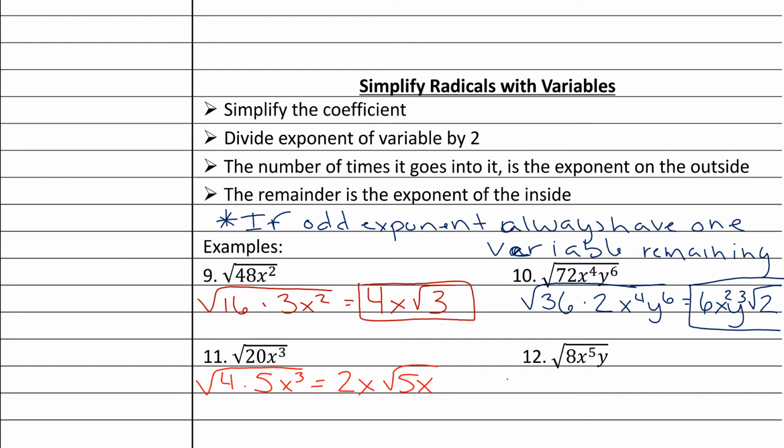All right. So we're going to break apart 8 into 4 times 2. So we'll have 2 on the outside. x is to the 5th, so 2 can go into it 2 times evenly. So I'm going to have an x squared. Can 2 go into 1? No. So the y will not come out at all. So I'm going to then have 2 on the inside. I'm still going to have 1 x remaining because my x was an odd number, and then my y.